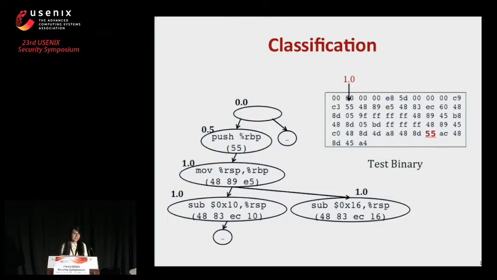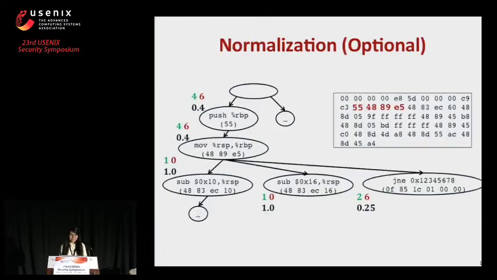Another example is the second hex 55 that happens in the test binary. We found that push RBP is the longest path to be matched. So we assign it 0.5. And then we filter those bytes using a threshold of 0.5. We find that the first hex 55 is the function start according to our default threshold.